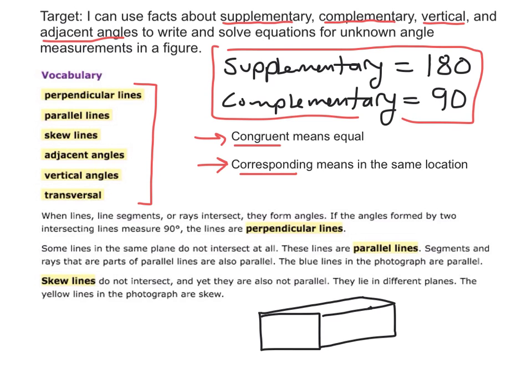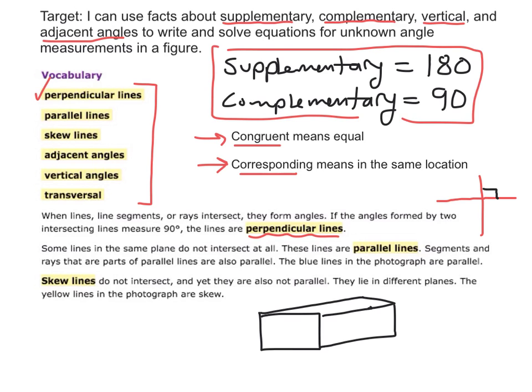The first word on the list is perpendicular. When two line segments or rays intersect, they form angles. If the angles formed by the two intersecting lines measure 90 degrees, then those lines are perpendicular lines. So perpendicular lines kind of look like this. We have perpendicular lines when the angles formed by the two intersecting lines form 90-degree angles.